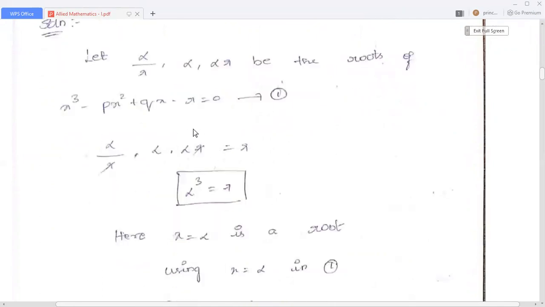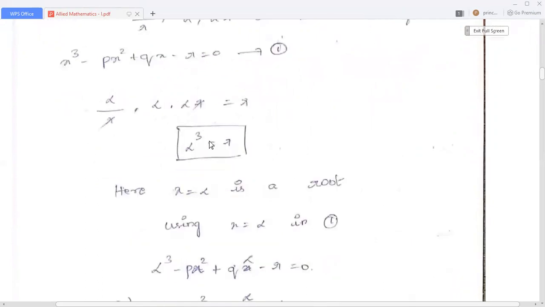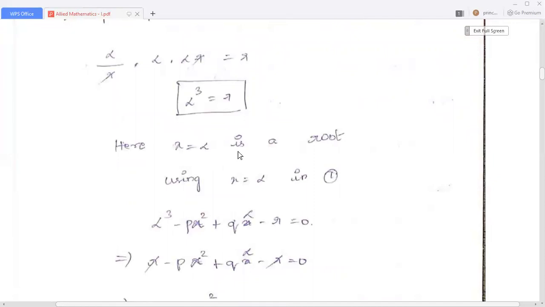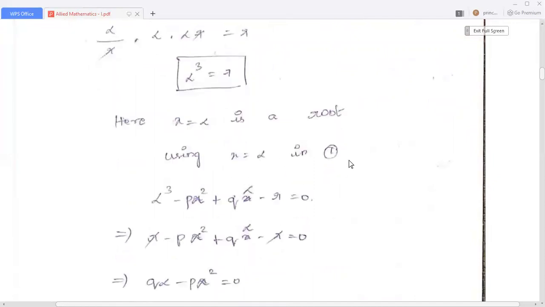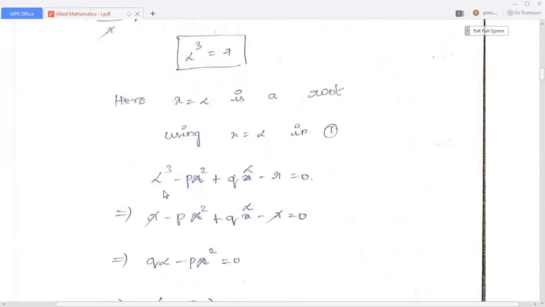Now we write the product of all the roots. Alpha by r into alpha into alpha r equal to r. Here alpha cube equal to r. Here we take x equal to alpha, as alpha is a root. So using x equal to alpha in equation number 1, this can be written as alpha cube minus p alpha square plus q alpha minus r equal to 0.